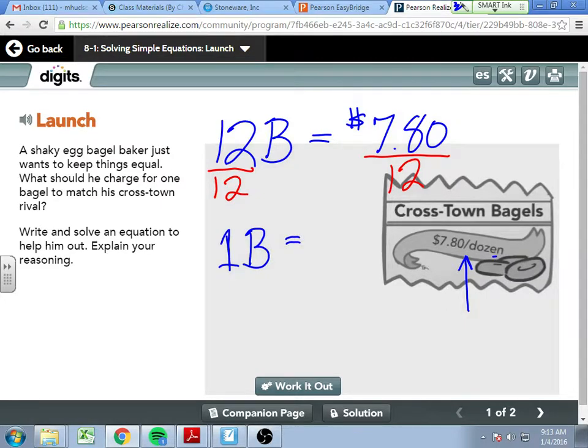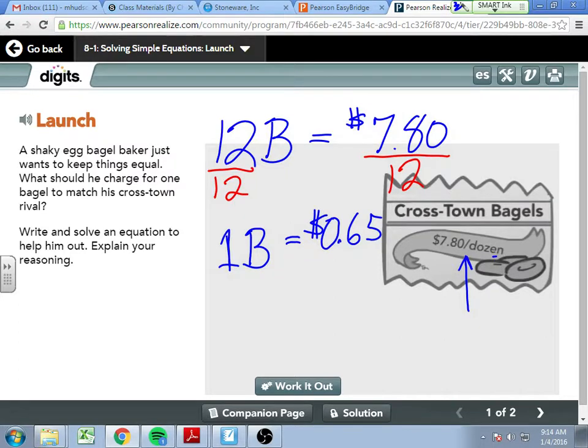Anyone know what $7.80 divided by 12 is? What is it? 65 cents. So then if he wanted to sell his bagels one at a time, he could charge 65 cents if he wanted to keep the price the same.